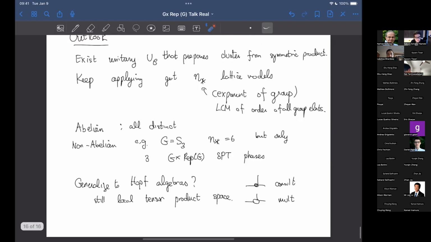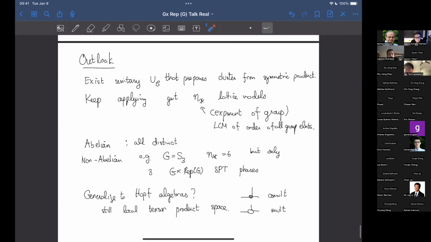Okay. Let me just conclude with some interesting questions for future work. There exists this unitary I mentioned that prepares this cluster state from the symmetric product state. In fact, you can keep applying this unitary and get more models. And the number of models you get is the exponent of the group. So it's just the least common multiple of all the group elements.